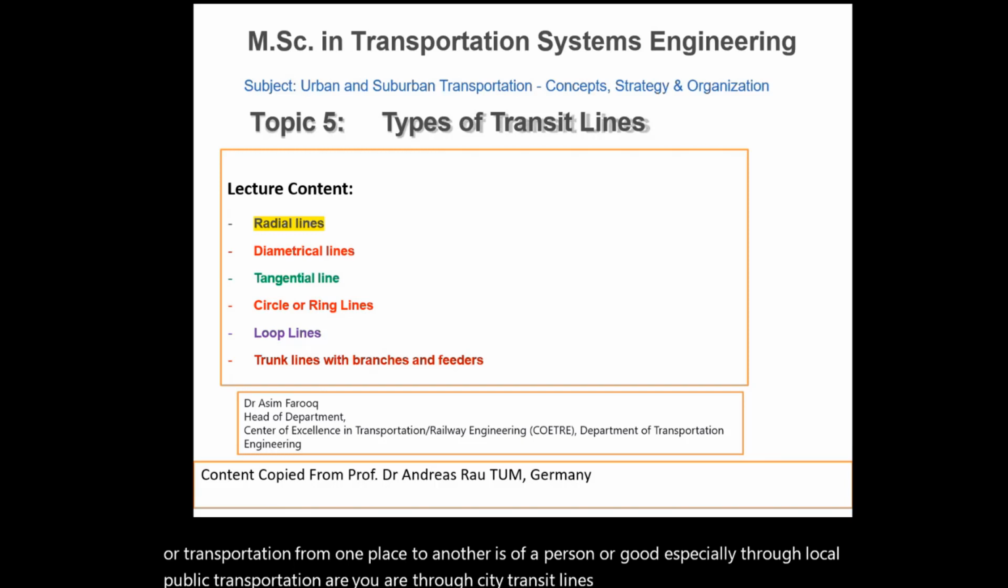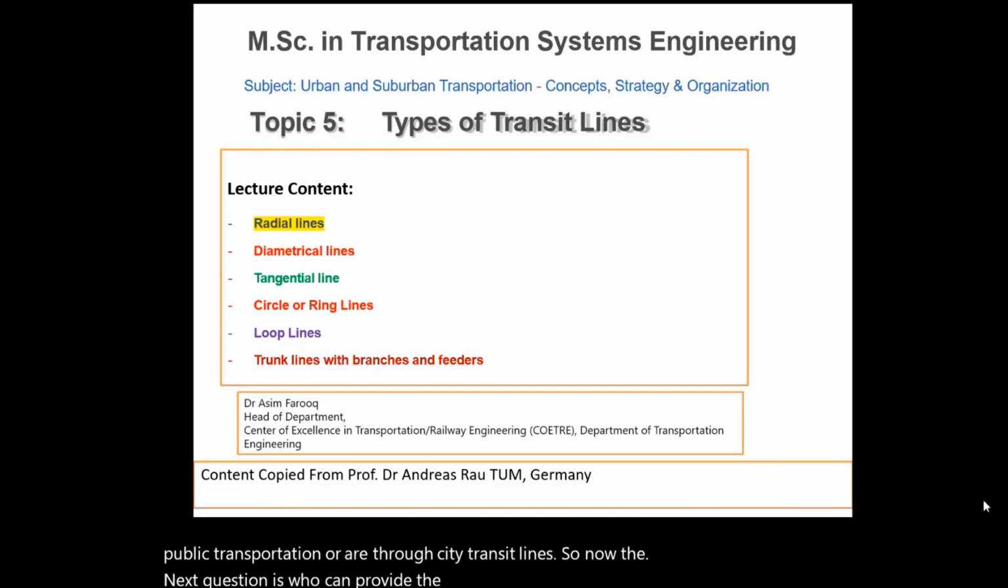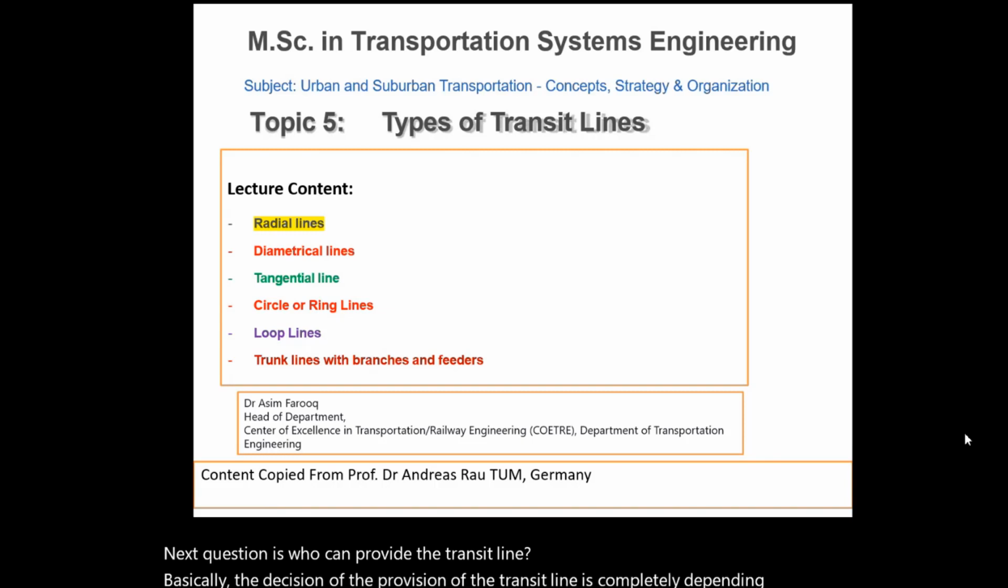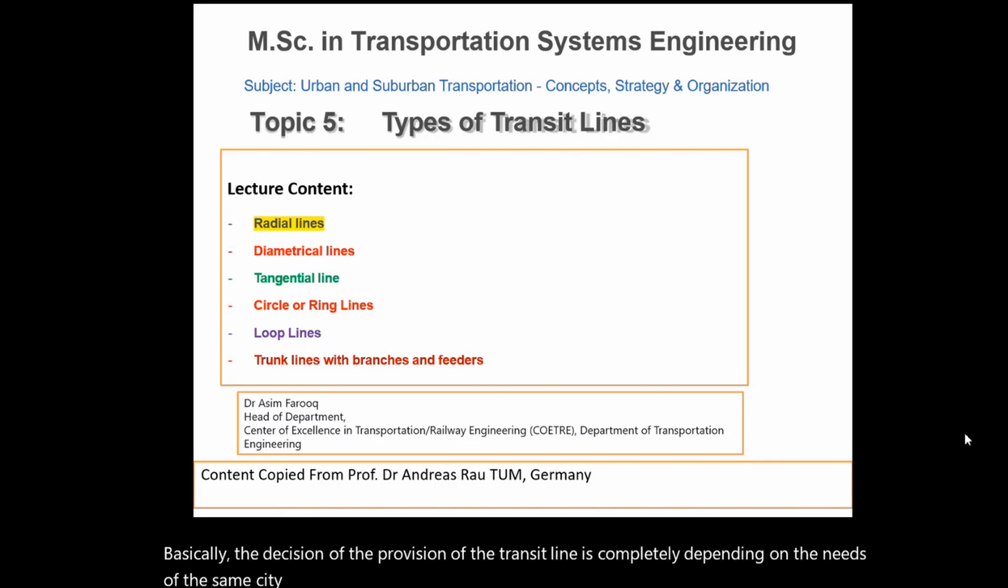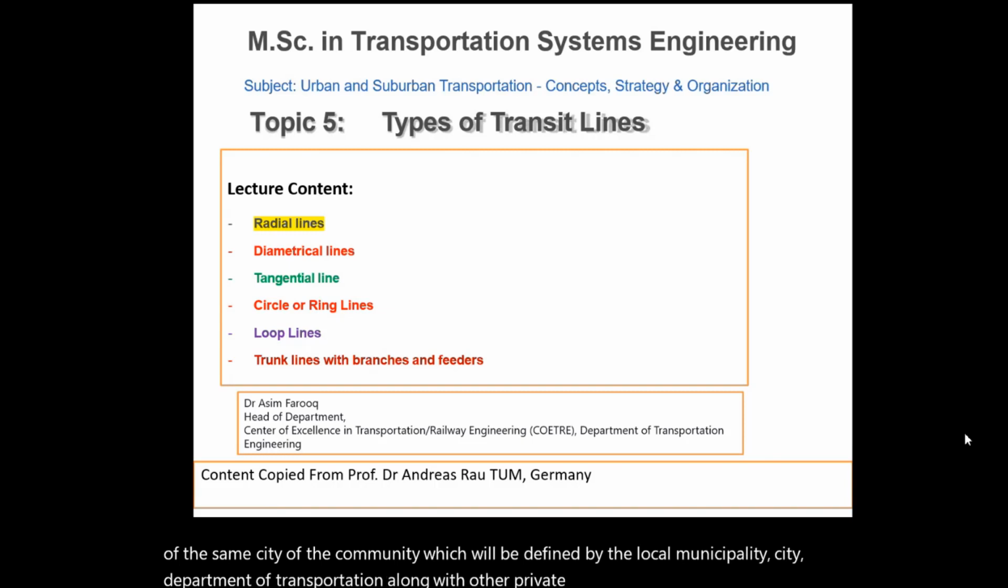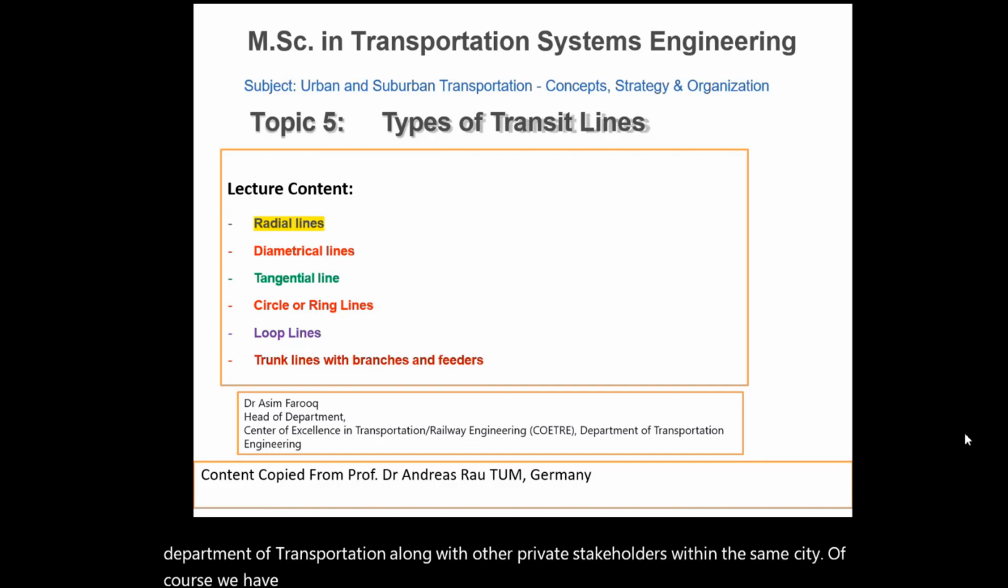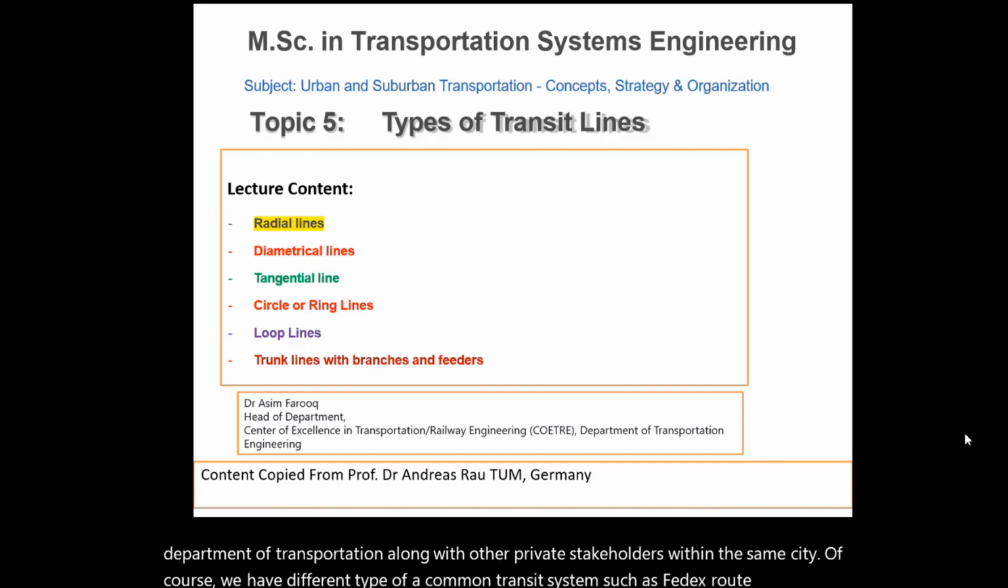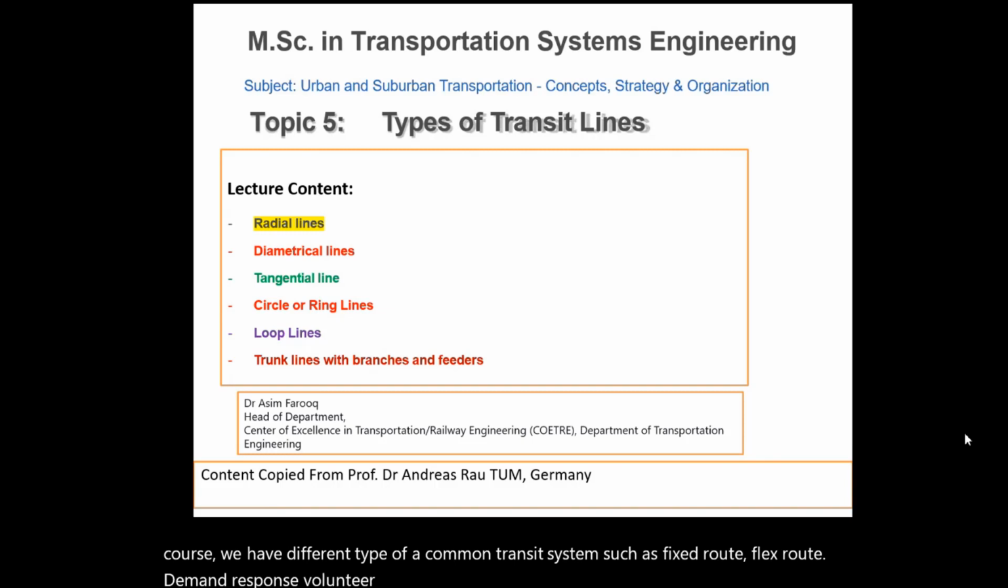So now the next question is, who can provide the transit line? Basically, the decision on the provision of the transit line depends completely on the needs of the city or the community, which will be defined by the local municipality, the city department of transportation, along with other private stakeholders within the same city, of course. We have different types of common transit systems, such as flex route, demand response, volunteer, and transit van pods.